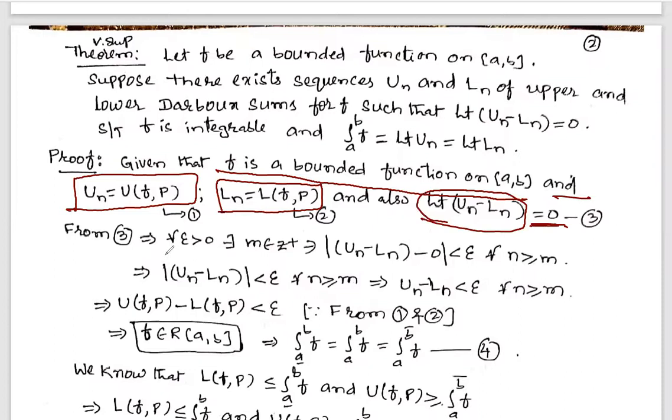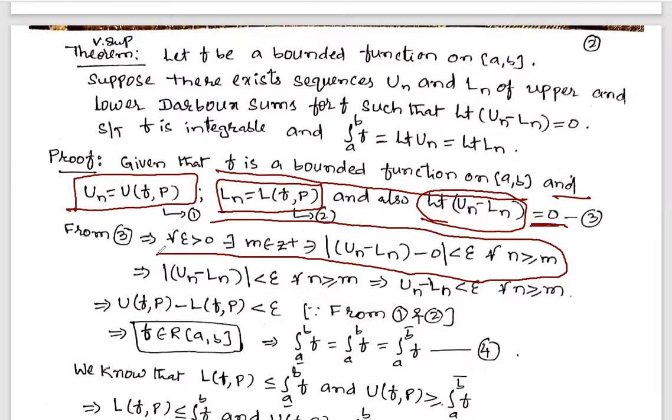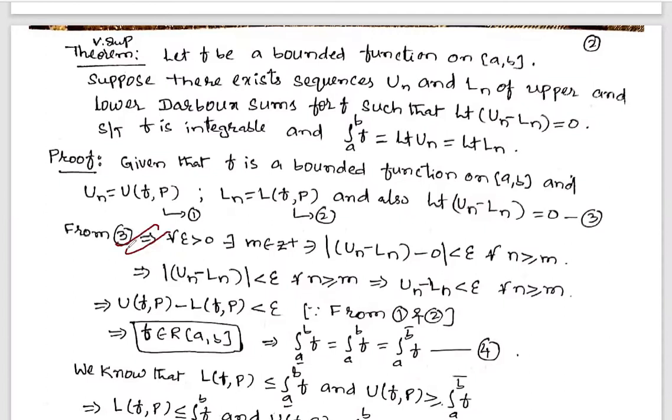And what is the definition that we had? For all epsilon greater than 0, this is the limit definition, there exists m belonging to Z plus such that, I hope you remember the definition of the limit. Next, taking this one, Un minus Ln is strictly less than epsilon, like you'll be having a mod. So if you take it, Un is U(f, P) minus L(f, P), which is less than epsilon. Now, f belongs to R over [a, b].